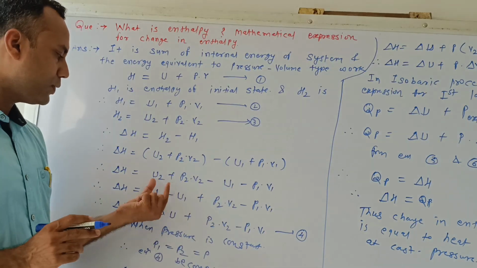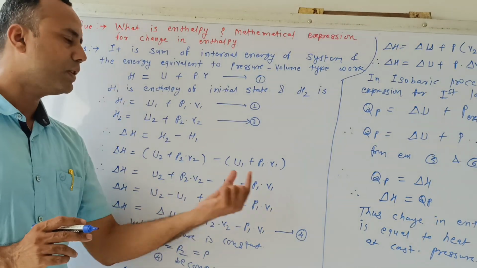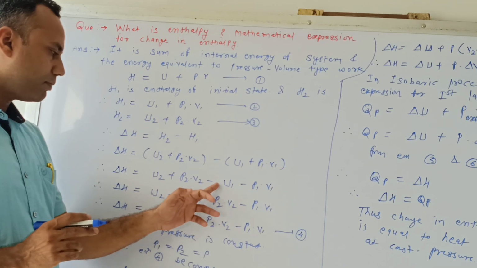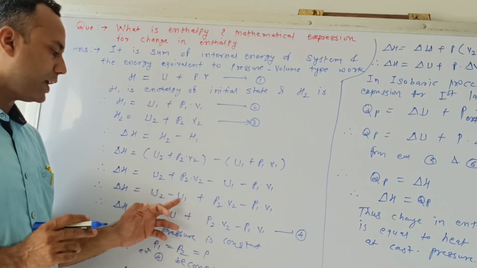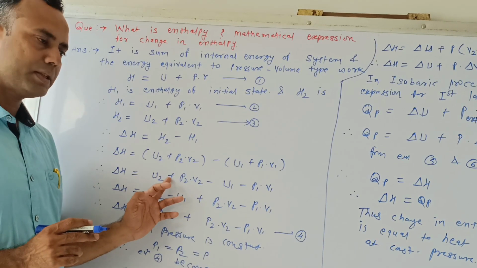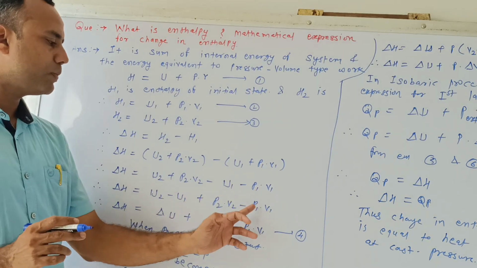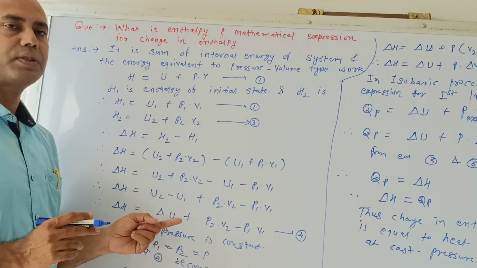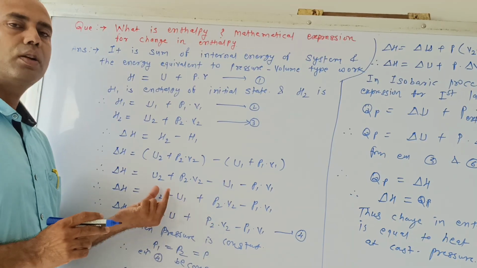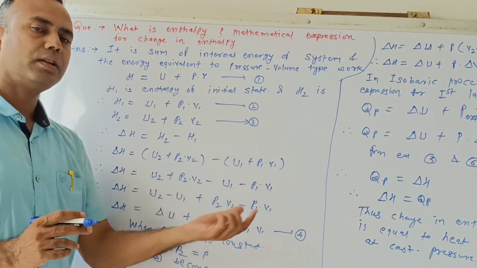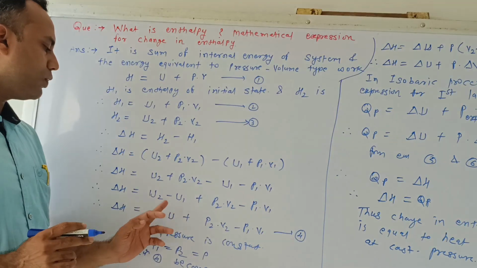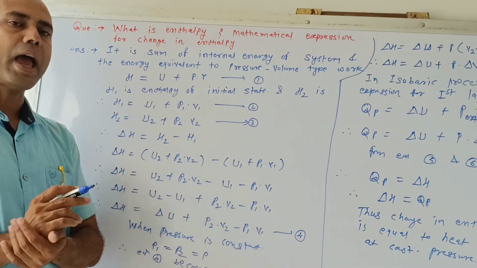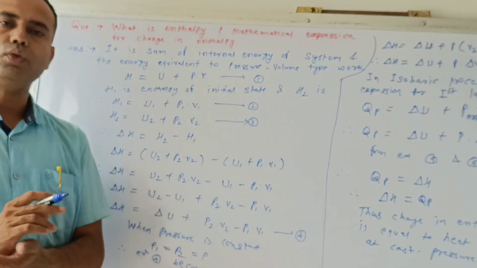U1 and U2 are similar. P2 V2 and P1 V1 are similar. Therefore delta H is equal to U2 minus U1, then which sign? Plus P2 V2 minus P1 V1. We have just interchanged these terms. Similar terms are taken closer. Now U2 minus U1 means delta U, plus P2 V2 minus P1 V1 as it is. This is our equation number 4.